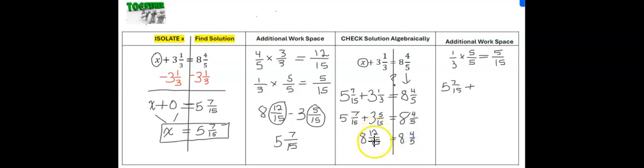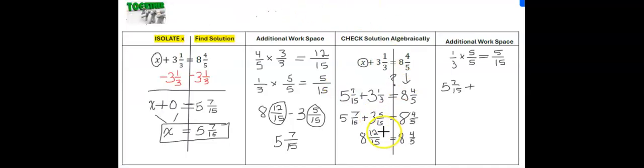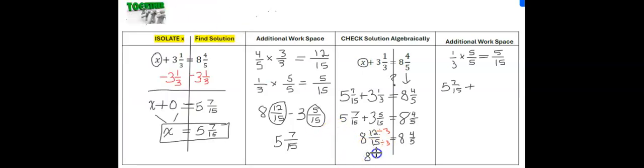But 12/15 is not in lowest terms. So you might think you got it wrong here, but you got to look to see if this can be reduced. They both have a common factor of 3. So we have to divide that 3 out of both. There's some steps. You got to remember your stuff. And you get 8 4/5. It did work. You got to remember your fraction stuff. So we were okay on this one.